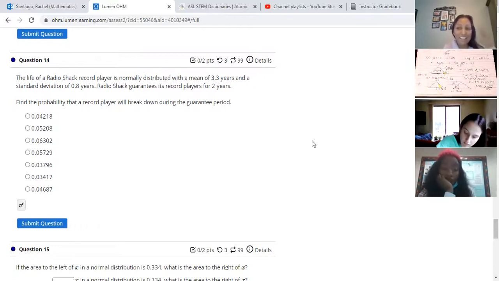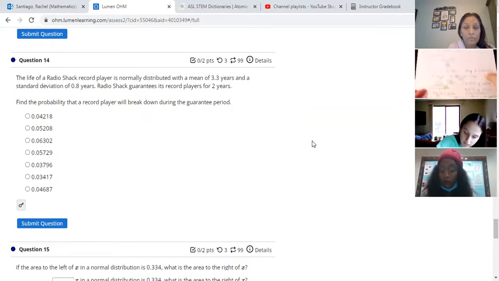The life of a Radio Shack record player is normally distributed with a mean of 3.3 years and a standard deviation of 0.8 years. Radio Shack guarantees its record players for 2 years. Find the probability that a record player will break down during the guarantee period. So what we're basically saying is, what is the likelihood that this record player will break in fewer than 2 years? So we want the probability of X being less than 2 years.